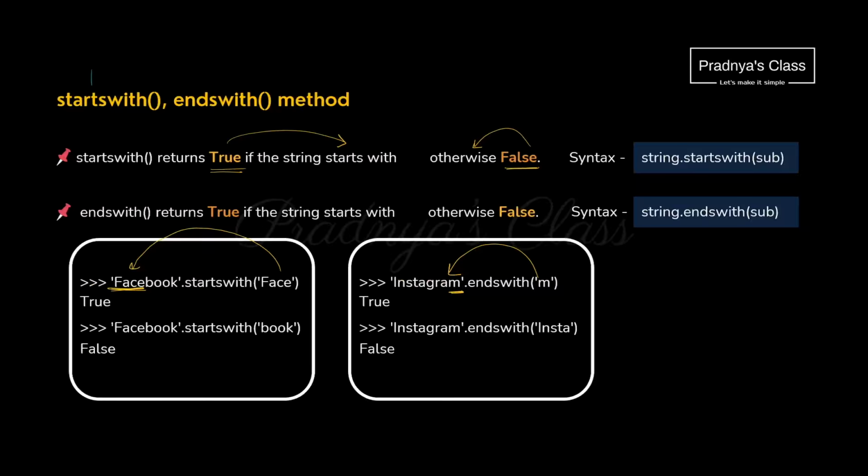There are two more functions, startswith and endswith. startswith will check whether the string is getting started with the substring or not. Look at this example. Facebook is getting started with "face", that's why we got true. Otherwise we will get false. In the same way we can check for endswith. This string is getting ended with m, that's why we got true.